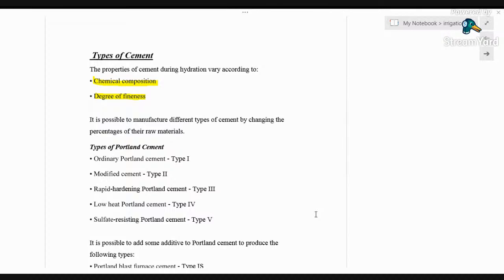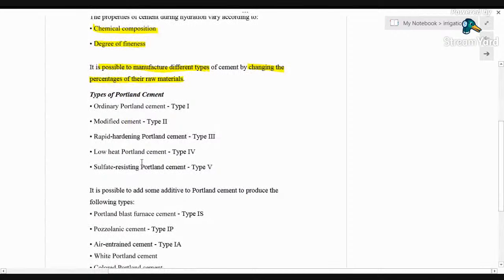So next point you read, it is written. It is possible to manufacture different types of cement by changing the percentage of the raw material. I told you the most commonly used cement in construction is called OPC, ordinary Portland cement. If you are using any cement for constructing buildings, roads, or highways, you will see that it is called OPC.